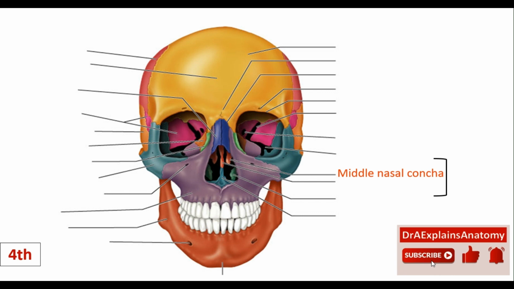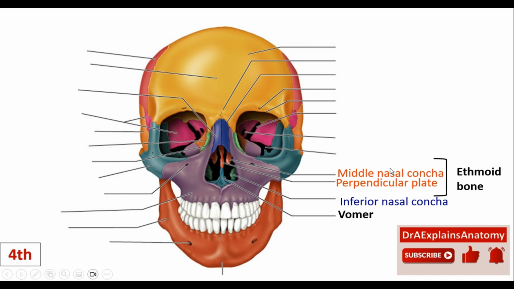Moving to this structure right here, this is the middle nasal conchae. We have two middle nasal conchae, one on each side. This is the perpendicular plate right here. Both structures are part of the ethmoid bone, which is the bone in orange right here. Earlier we mentioned that the crista galli, cribriform plate, and olfactory foramina are also parts of the ethmoid bone. This right here is the vomer, that's another bone. We have one vomer in the skull. Don't confuse the middle nasal conchae with the inferior nasal conchae, which are not part of the ethmoid bone. So these two inferior nasal conchae are not part of the ethmoid bone.